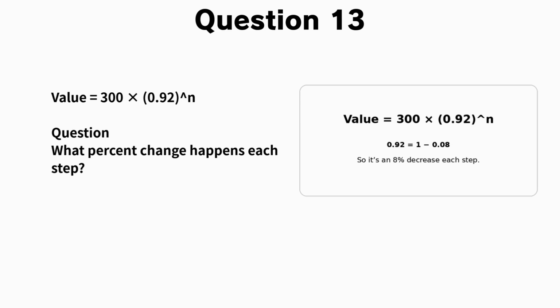Focus on the number multiplying n. 0.92. Ask yourself, is this number greater than 1, or less than 1? And what does that tell us about growth or decay?